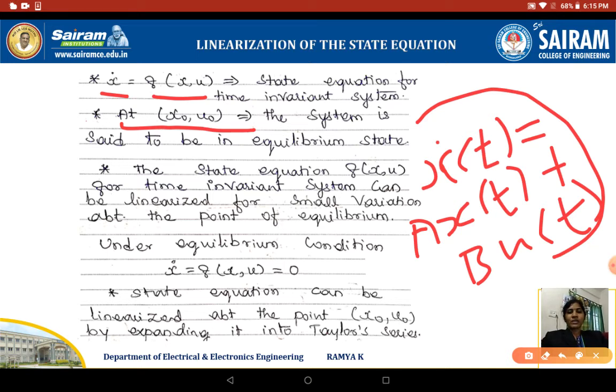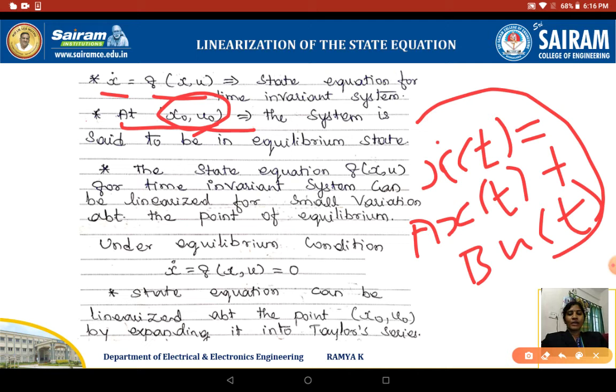So here the state equation f of x comma u for a time invariant system can be linearized for small variation about the point of equilibrium. Till x is equal to x naught and u is equal to u naught, your system will not be in equilibrium condition. Once the state variable and the input variable cross the value x is equal to x naught and u is equal to u naught at time t is equal to t naught, your system starts to get stabilized, that is, it starts to get linearized. So this x naught comma u naught is the point of equilibrium.